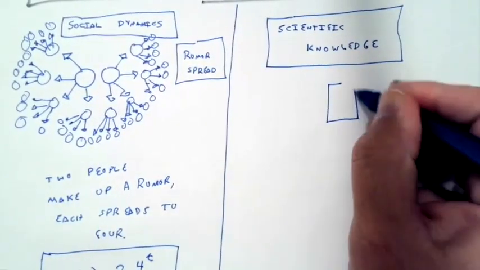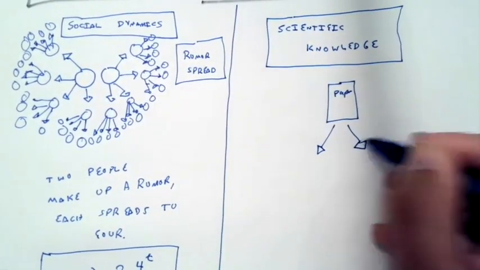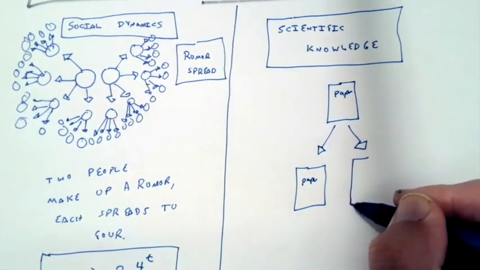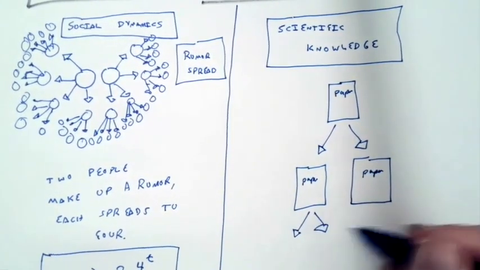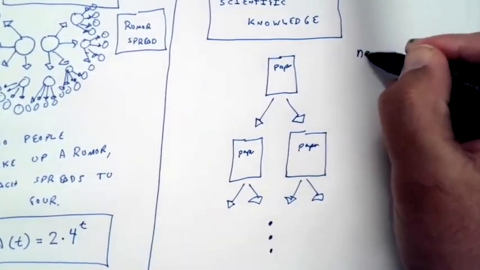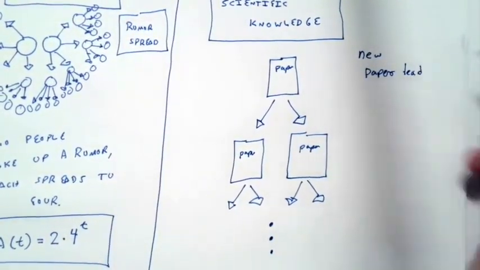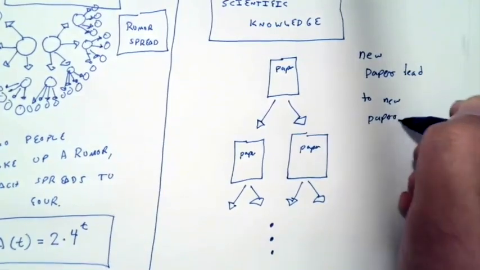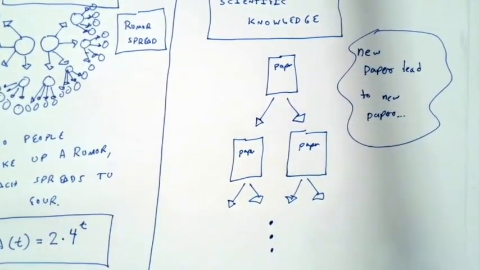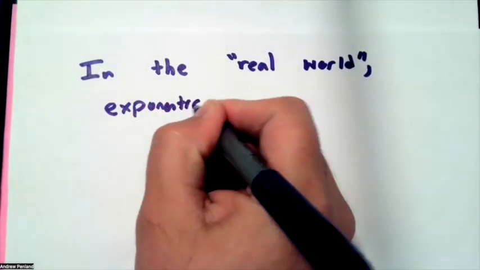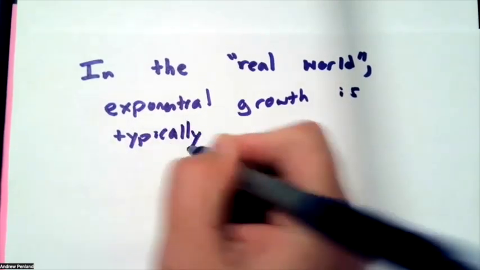In a more positive example of information dynamics, we might consider the growth of scientific knowledge. As people learn more and publish more papers, each paper increases the amount of knowledge in the world. Each paper will lead to the publication of more papers, and the amount of knowledge can grow very rapidly as people learn more. However, in the real world, pure exponential growth is typically unsustainable.